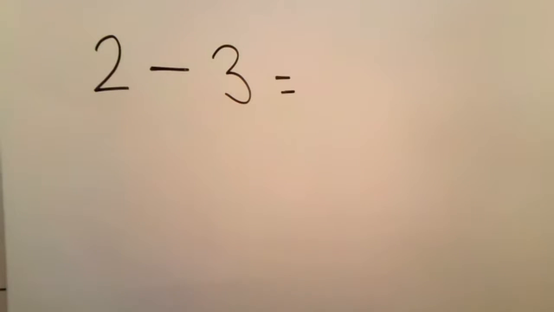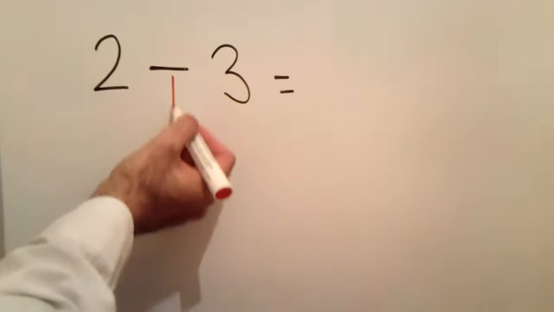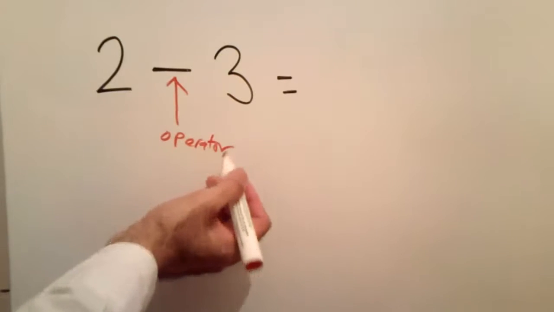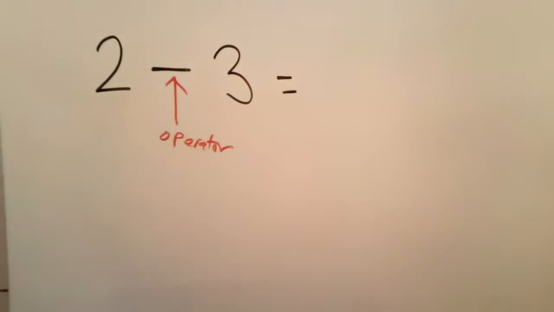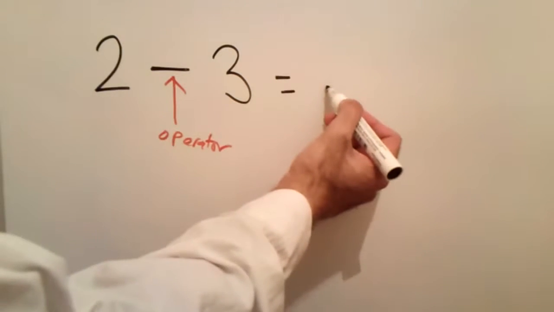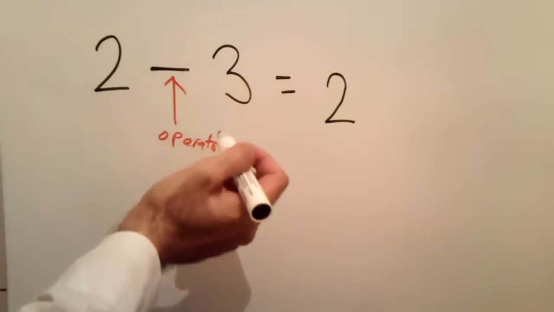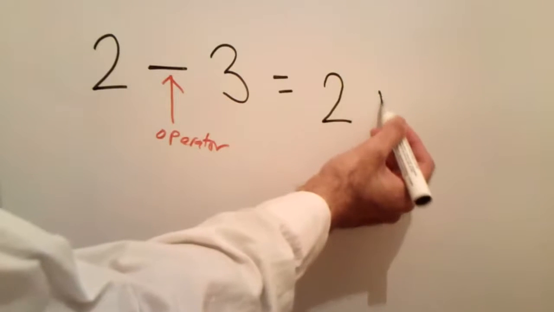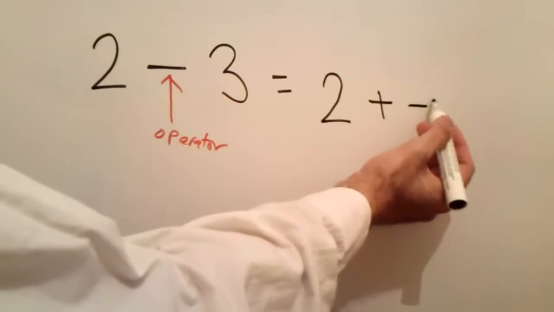Okay, let's have a little bit more practice with what we've learned about the negative and positive signs. Here we've got a very simple expression: 2 take away 3. How can we rewrite this using what we learned previously? Here's the operator, and that is a minus, or take away, or subtract. Now what we can do is say that 2 minus 3 is the same as 2 plus negative 3.